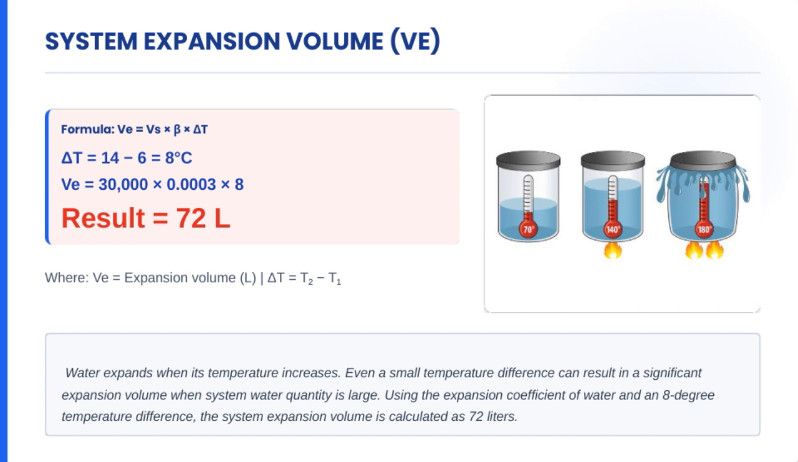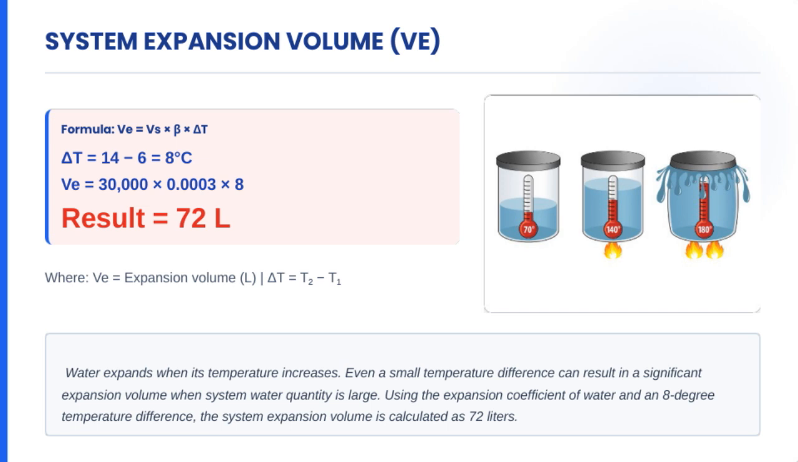In this example, the result comes out to 72 liters. To understand how we arrive at this number, we start with the formula VE equals Vs times beta times delta T. Here, Vs represents the system water volume, which in our calculation is 30,000 times 0.0003 times 8. Now, delta T is the temperature difference, which in this case is 14 minus 6, giving us 8 degrees Celsius. The key point to remember is that water expands when its temperature increases. Even a small temperature change, like these 8 degrees, can lead to a significant expansion volume, especially when dealing with a large quantity of water in the system.